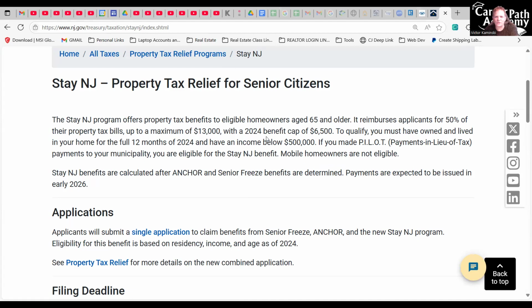With a 2024 benefit cap of $6,500. So I guess for the first year they cap you at $6,500, and then for the following years it'll be $13,000. Oh wait, no, that's the cap benefit. Okay, so of $13,000 of your property taxes, they reimburse up to 50% of it, for a maximum of $6,500 that they'll reimburse. So it's not really a 50% program.